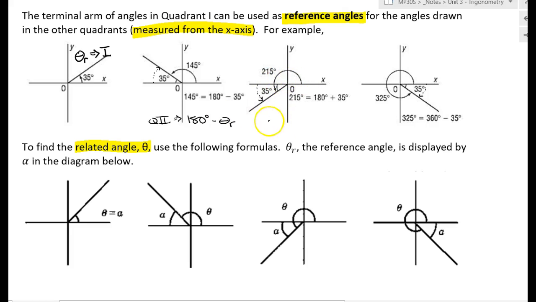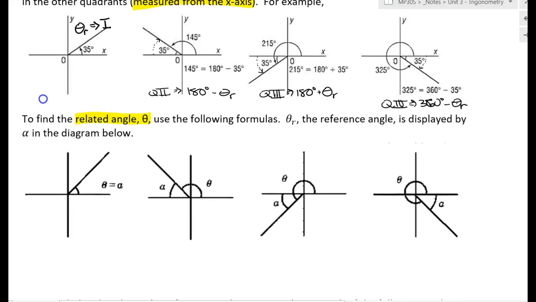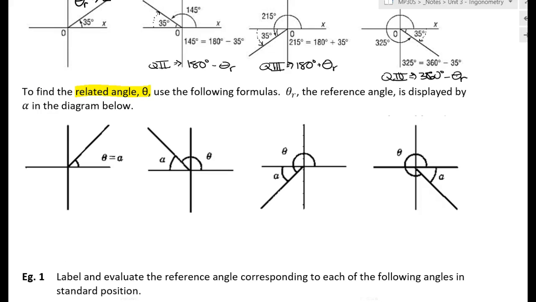Then we're dealing with quadrant 3. It's 180 plus our reference angle, because we are going to 180 and past it. Quadrant 4 is going to be 360 minus our reference angle, because we're going all the way to our x-axis and then backwards a little bit. So we don't quite get there. So again, to find the related angle, we're going to use those equations.